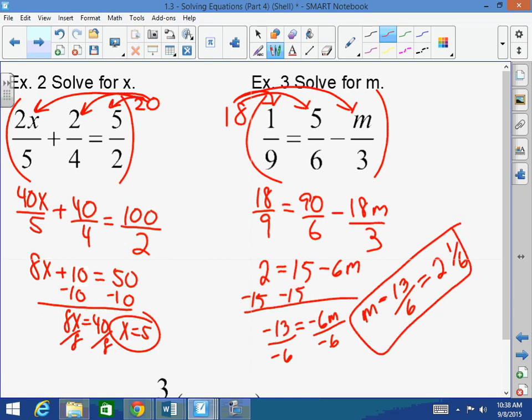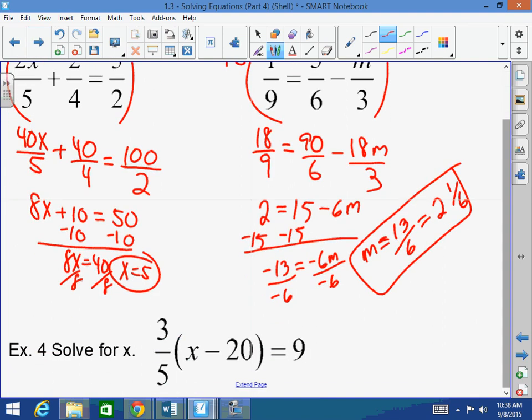I will accept either answer, mixed number or improper fraction, unless I specify. Please write all answers in mixed number. Okay? What we always need to do, though, regardless of if it's mixed number or an improper fraction, we always reduce. Always. Okay? Now, I'm going to get to a little bit of a tricky one here.